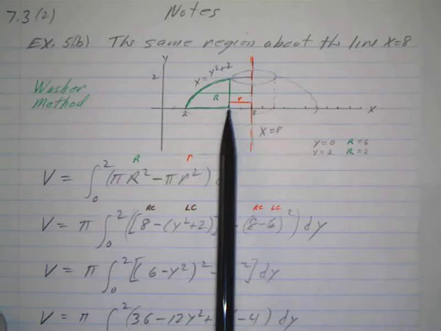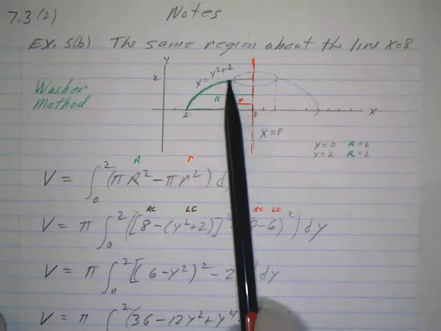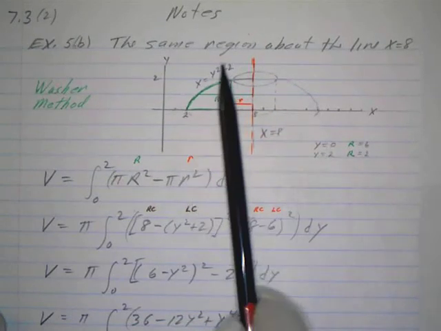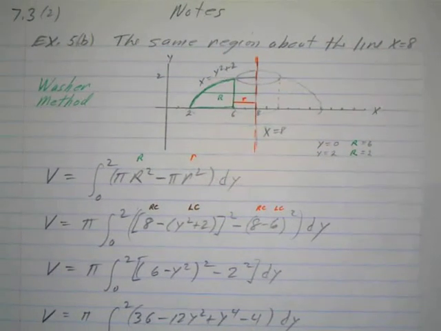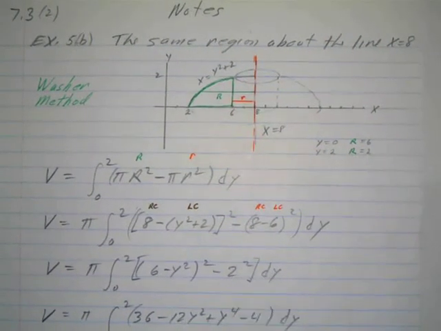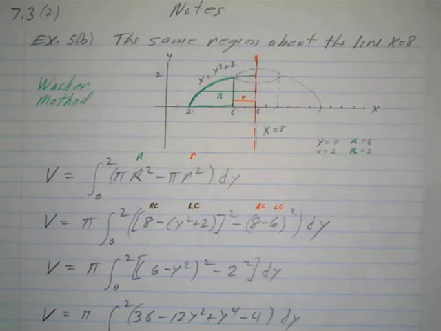So this was 0 to 6, and we already solved it for x as y squared plus 2, so we can piggyback from our work there. There's my region, and now I have to check my radius. It's going to be a washer method, so I'm going to have the large radius minus the small radius.